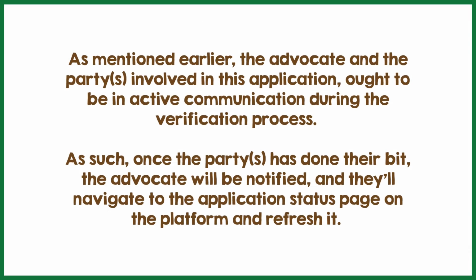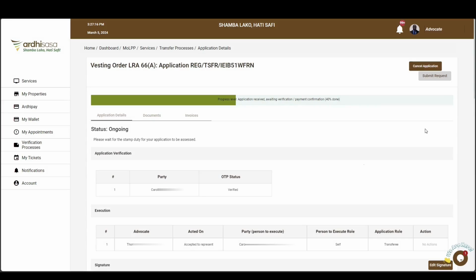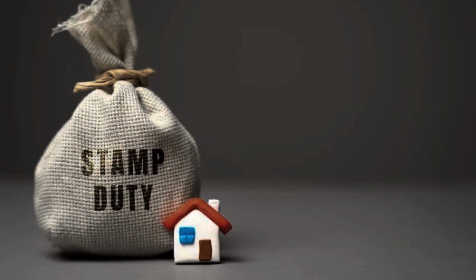As mentioned earlier, the advocate and the party or parties involved in this application ought to be in active communication during the verification process. As such, once the party or parties has done their bit, the advocate will be notified and they'll navigate to the application status page on the platform and refresh it. As you can see on the application verification section, the party involved has verified on the application.